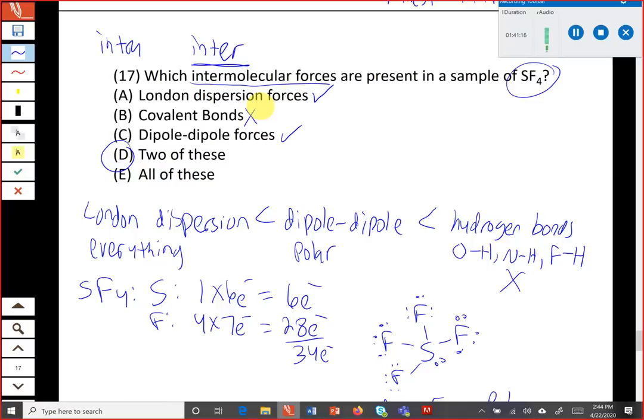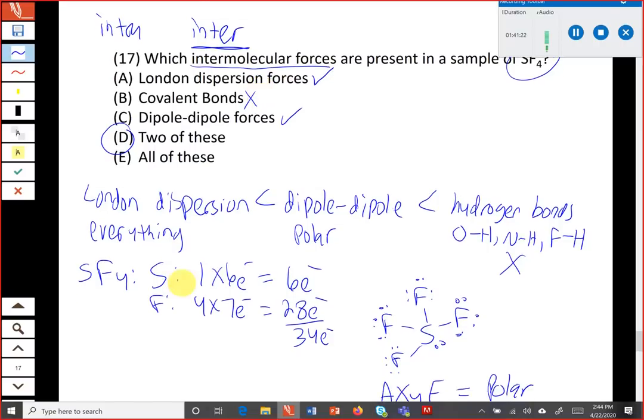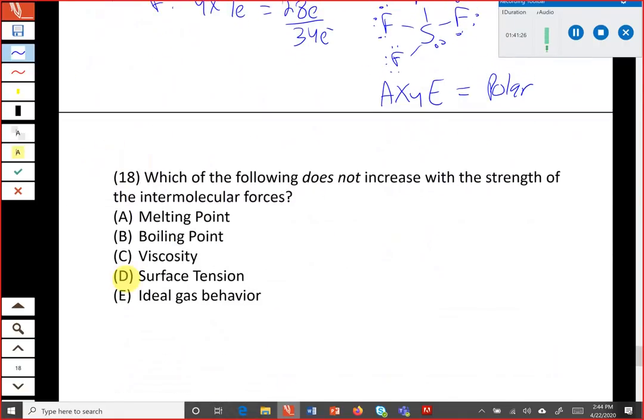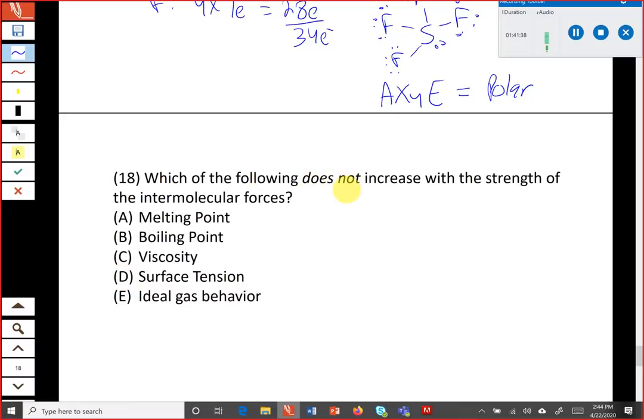All right, so that's sort of the first major topic in chapter 9 that we'll cover on this exam, which is identifying the intermolecular forces. If we go to question 18, this is also related to intermolecular forces, and it's asking how intermolecular forces affect the properties of a substance, in particular phase change properties. So we want to know which of the following does not increase with the strength of the intermolecular forces.